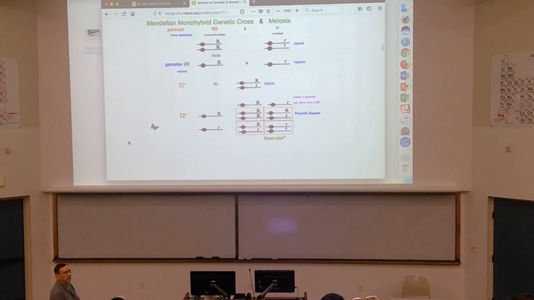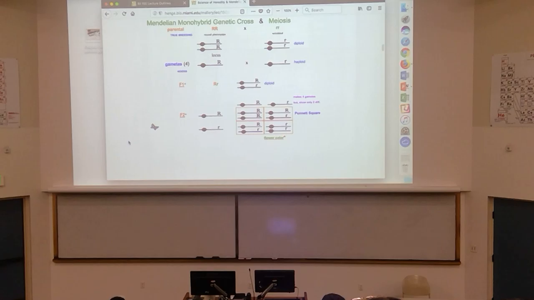Now, when these form gametes, they're going to make two different kinds. There's four gametes, two big R's, two little r's, each on the chromosome. And the reason I want to show you this is because sometimes you might get confused about exactly how we're segregating the gametes and then recombining them. But if you draw the lines to represent the chromosomes and follow the meiotic process, then you just need to put the labels on for the chromosomes, and it becomes pretty easy to see how they're segregated.